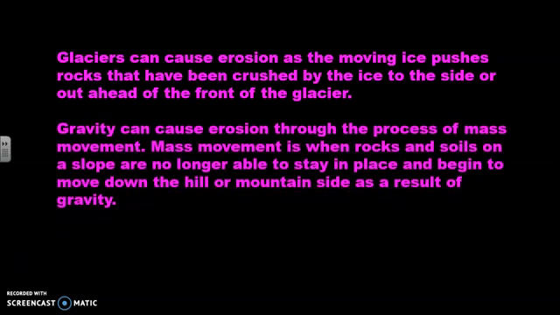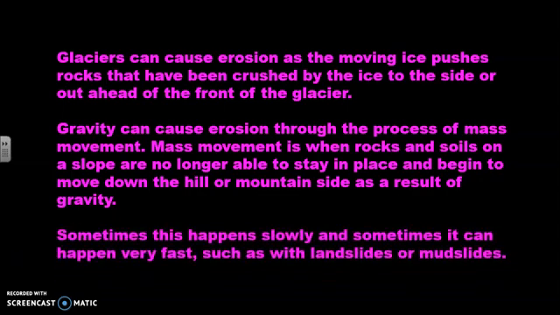Gravity can cause erosion through the process of mass movement. Mass movement is when rocks and soils on a slope are no longer able to stay in place and begin to move down the hill or mountainside as a result of gravity. Sometimes this happens slowly, and sometimes it can happen very fast, such as with landslides or mudslides.